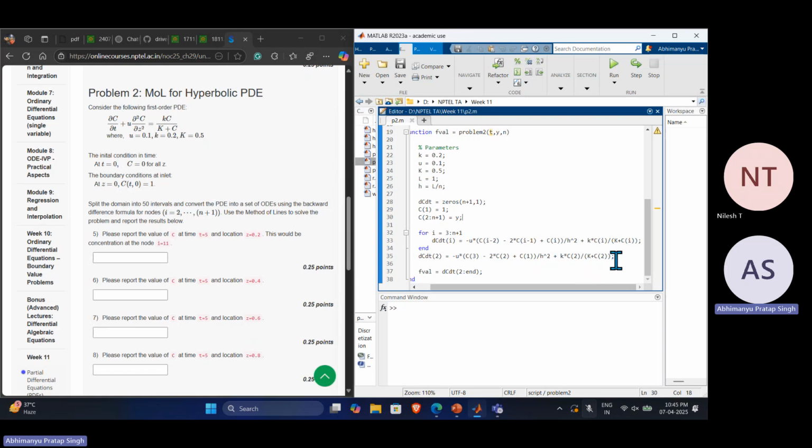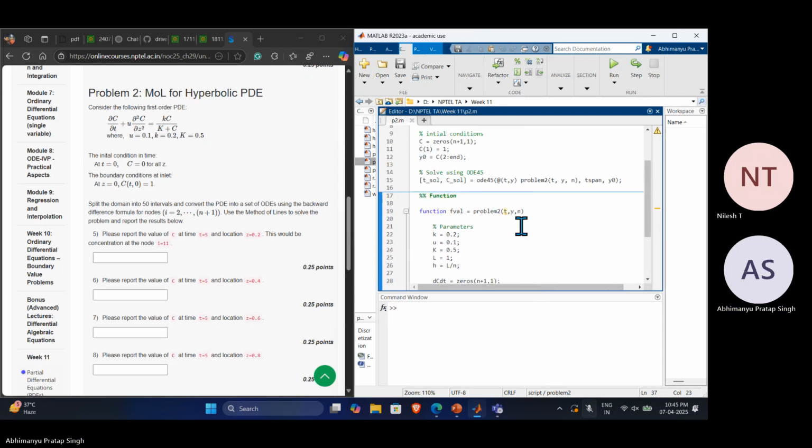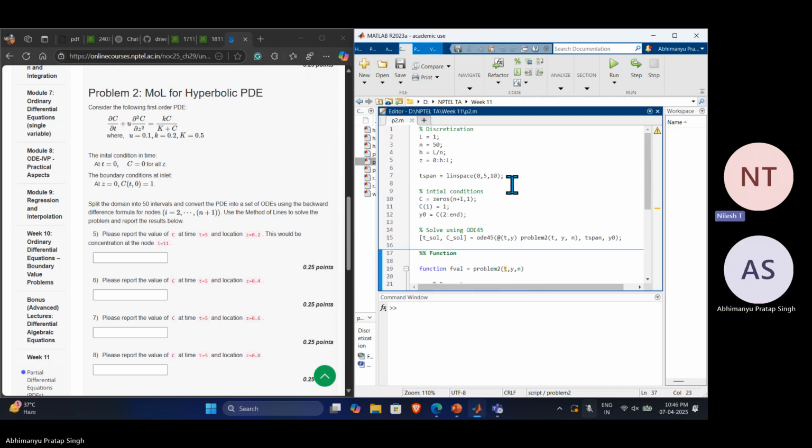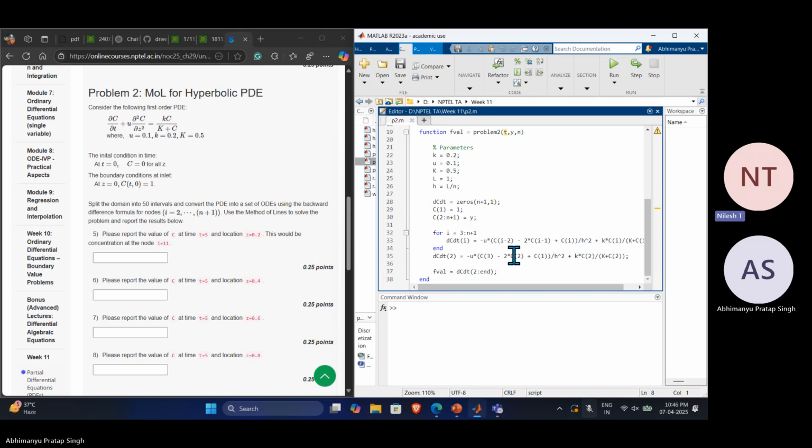Then for the second node, I am using the simple central difference. That would be (ci plus 1 minus 2 ci plus ci minus 1) divided by h square, plus k ci divided by (K plus ci). And then my f values from 2 to end, where end is basically the n plus 1th node. I hope this is the same code that you have written. Yes, correct. But I didn't use the central difference at node 2, so I will try that. Nothing else, because I was stuck there and didn't solve it.